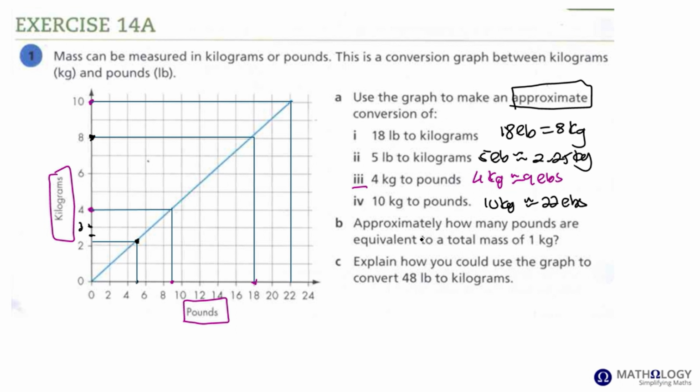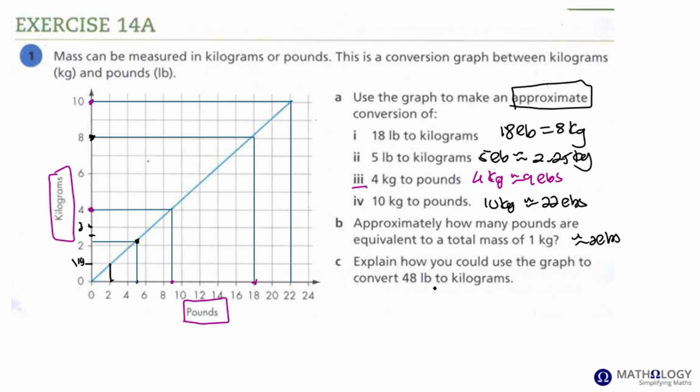Question B, approximately how many pounds are equivalent to a total mass of 1 kilogram? So there's 1 kilogram on the y-axis. Move across, we get this point over here. We move down, and it's approximately 2 pounds. So it's approximately 2 pounds.